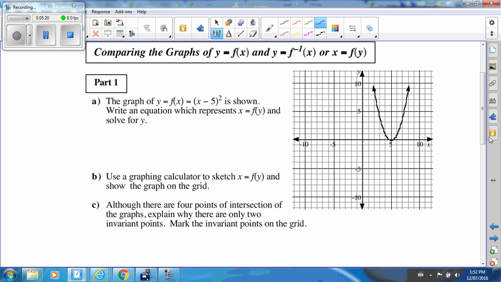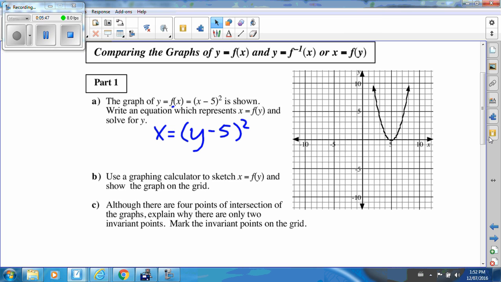The last one is this inverse activity. And remember, with inverses, what ends up happening is that all of your coordinates flip. So if the coordinate was 5, 0, it becomes 0, 5. We can also do this algebraically by replacing the variables. So I write x equals y minus 5 squared. All of your x's and y's flip. Now, my graphing calculator can't do this very well, but Desmos can. So what we're going to do is draw that out.